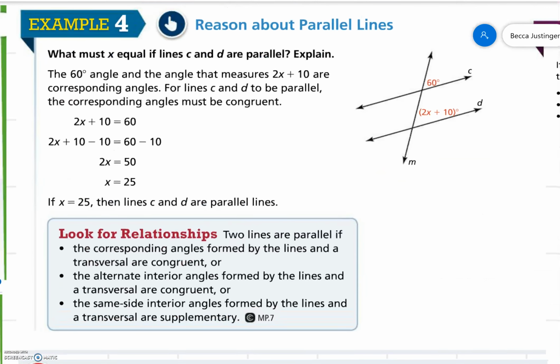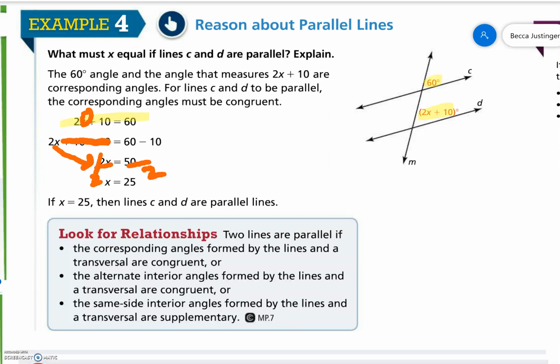Example number 4, reason about parallel lines. What must x equal if lines C and D are parallel? Well, if lines C and D are parallel, these would be corresponding angles. So they would have to be equal to each other. So we set them equal. 2x plus 10 equals 60. Solve for x. So we first got to subtract 10 from both sides. Bring down the 2x. 60 minus 10 is 50. Then, last but not least, divide by 2. That cancels out, and x equals 25. So if x equals 25, then lines C and D are parallel.